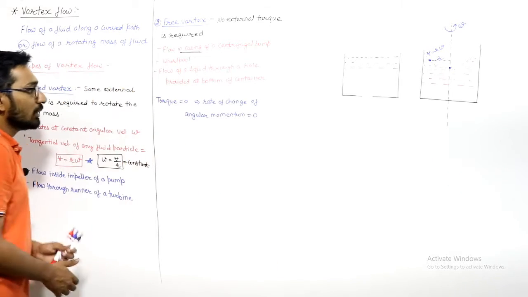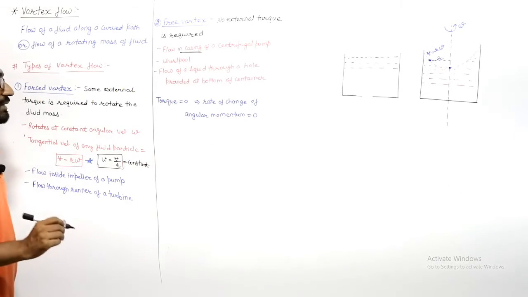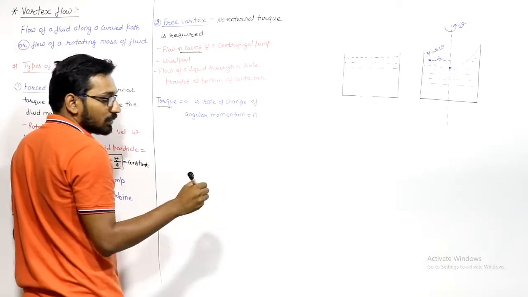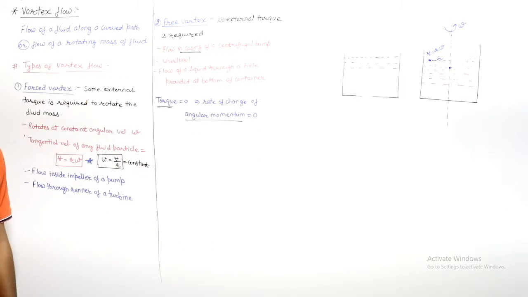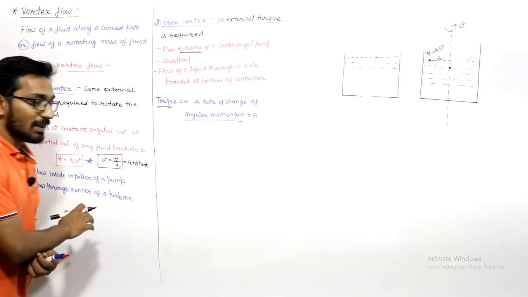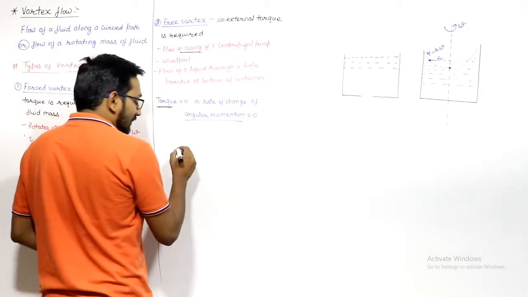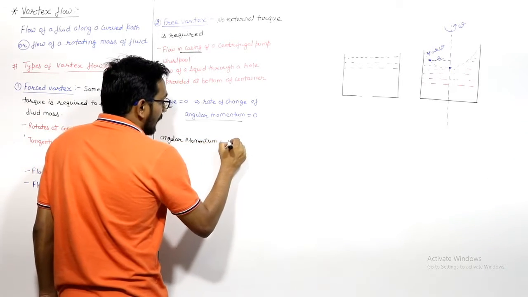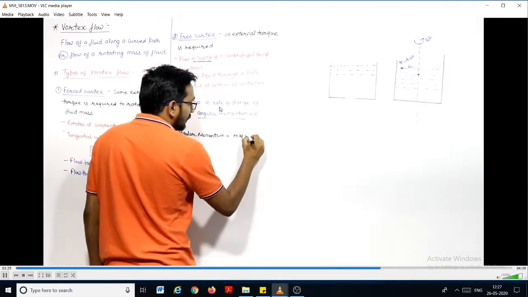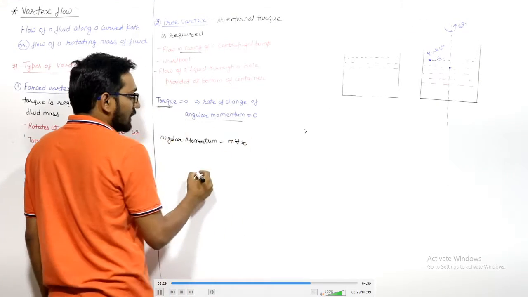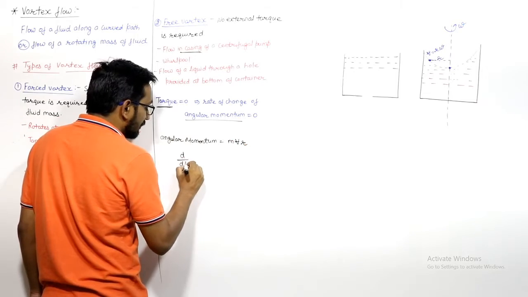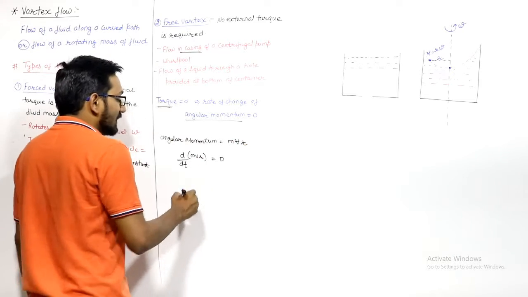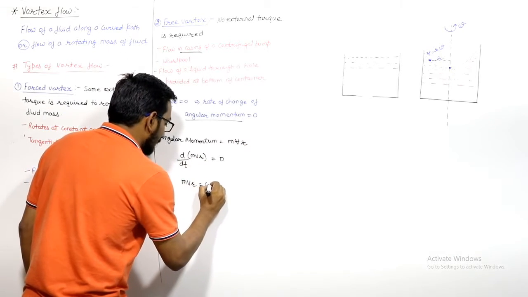If we want to give the equation for it, we can say that if there is no external torque, then the torque will be equal to 0. From Newton's law, you know that torque is equal to the rate of change of angular momentum. So the rate of change of angular momentum will be equal to 0. You know very well that angular momentum is equal to mass of the body times linear velocity times radius of rotation. So d/dt of angular momentum, d(mvr)/dt, will be equal to 0. That means mvr will be constant.